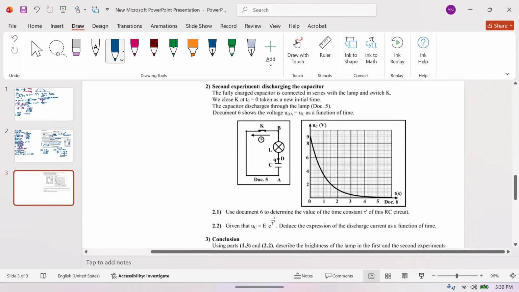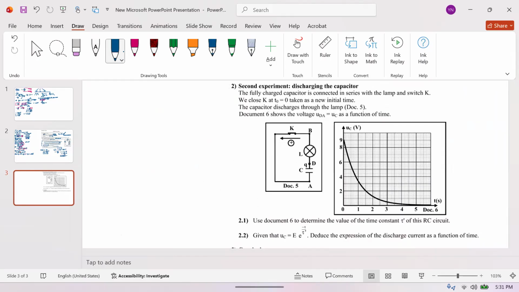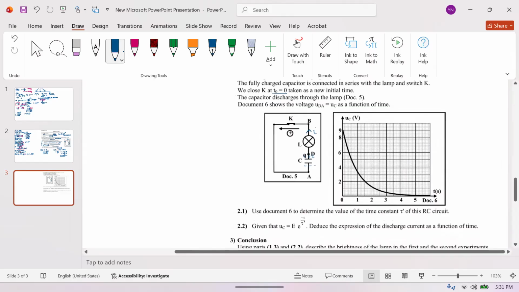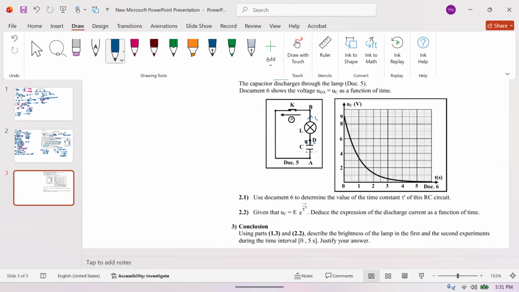The second part of this problem, now we're discharging the capacitor. Now the capacitor is charged on the positive side of the plate, and it will give out a new current in the opposite direction. Now we close K at t0 equals 0, we reset the clock and we start a new experiment where we're discharging the capacitor. The capacitor discharges through the lamp. Now we can see on the graph that the voltage of the capacitor is progressively discharging. Now use document 6 to determine the value of the time constant tau prime of this RC circuit.